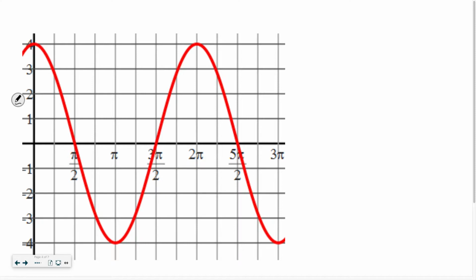Anybody want to share what is standing out to you? Okay, Aiden says positive cosine, so that's when it goes from max to max. So I'm thinking, Aiden, you're probably right here. And we've got to go all the way to the max.